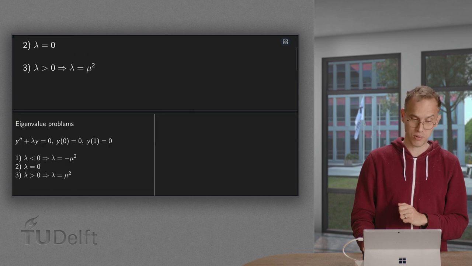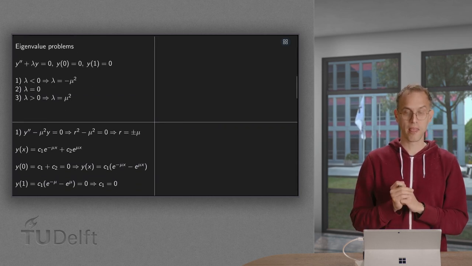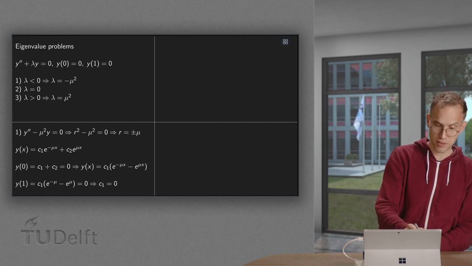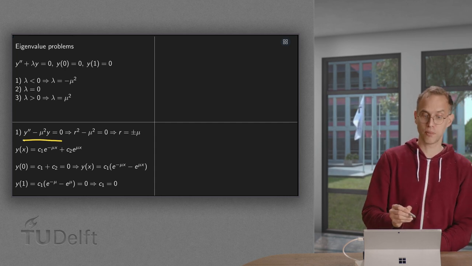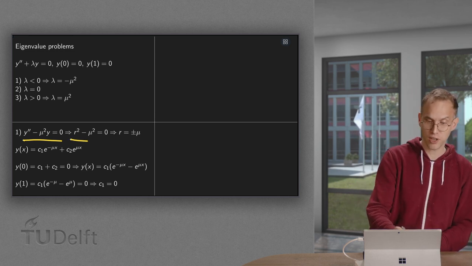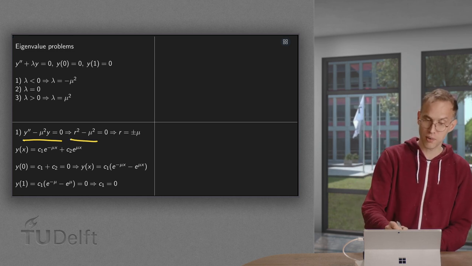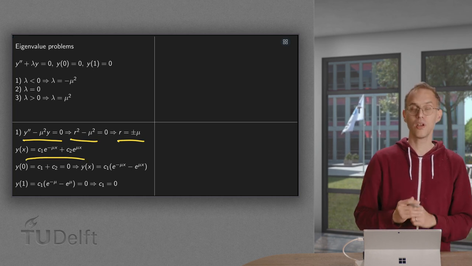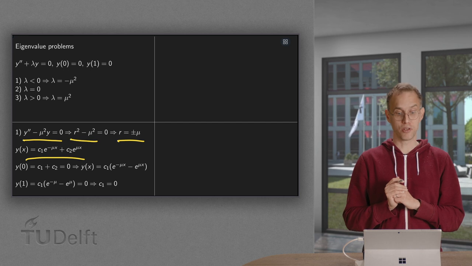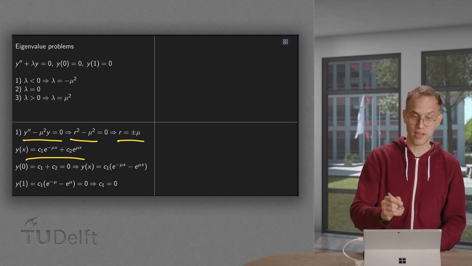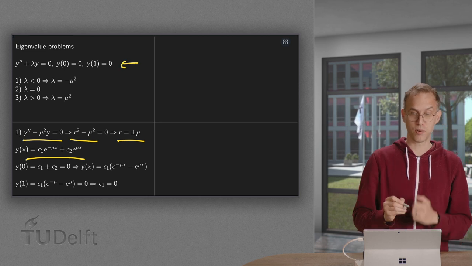So let us take a look into that case first. Well, if we have the negative lambdas, we can rewrite our problem as follows. We can write down the characteristic equation, r squared minus mu squared equals 0. So r equals plus or minus mu, and the general solution is the sum of those two exponentials. And then we try to satisfy both boundary values. So what do we get?